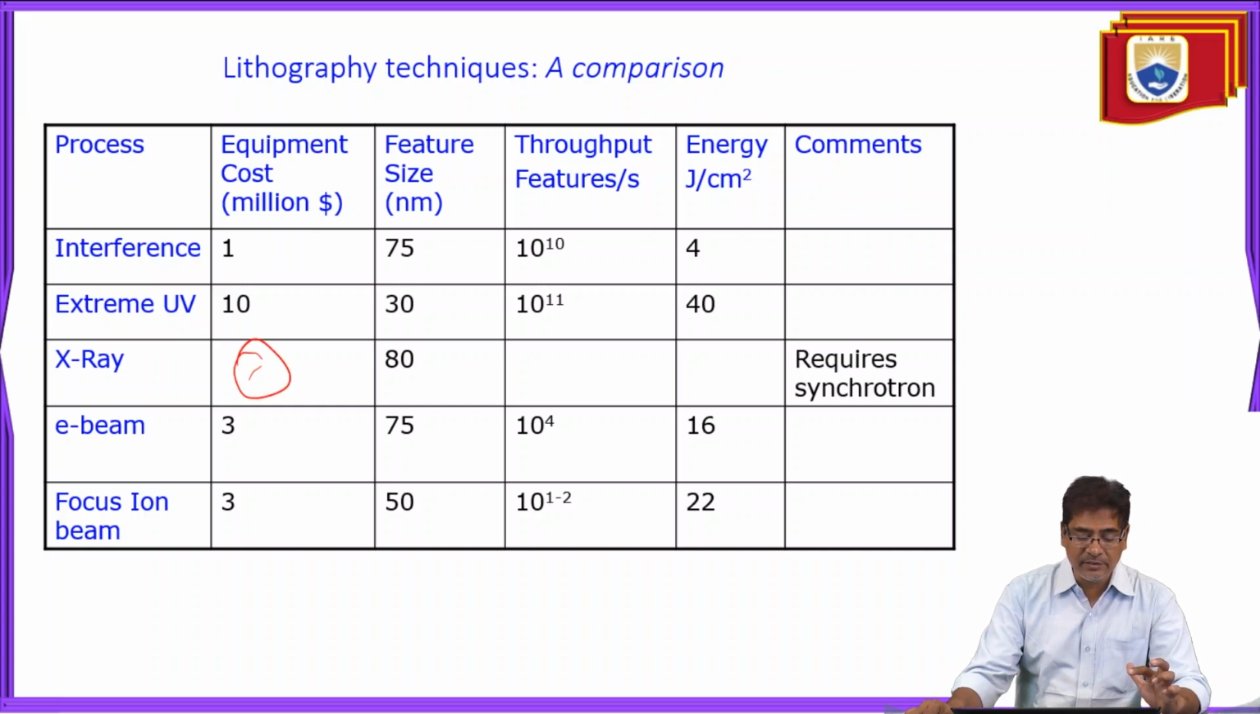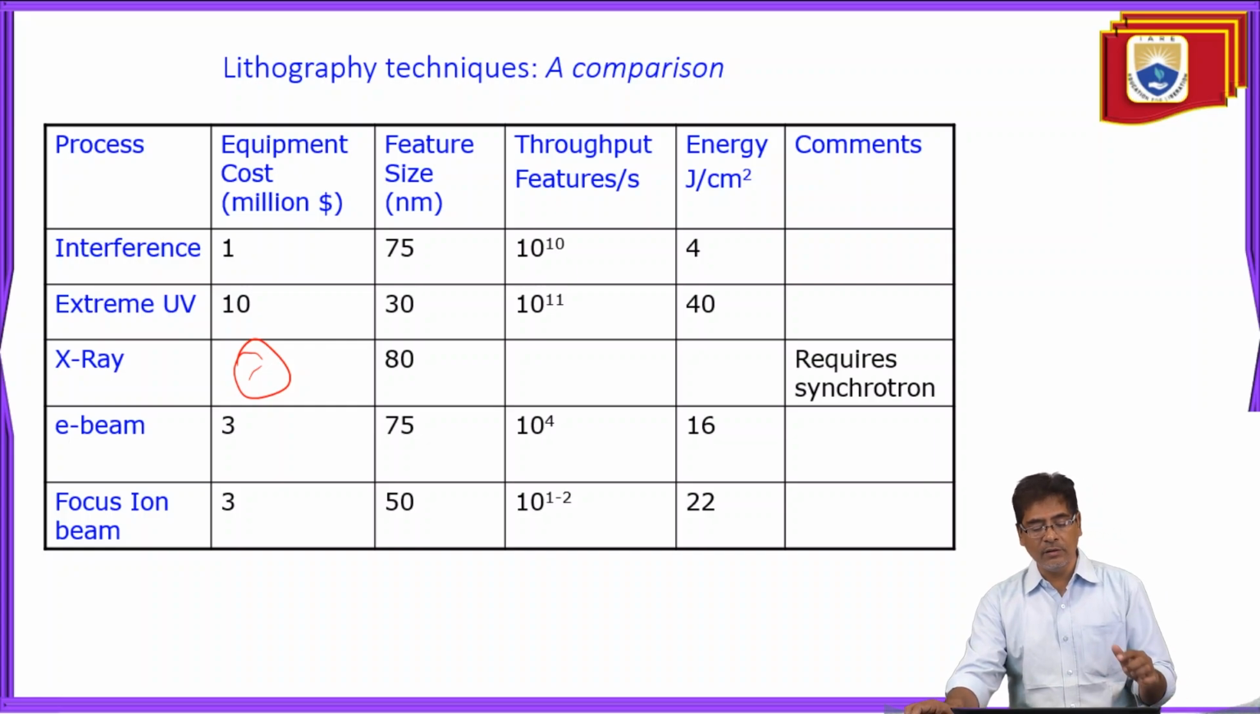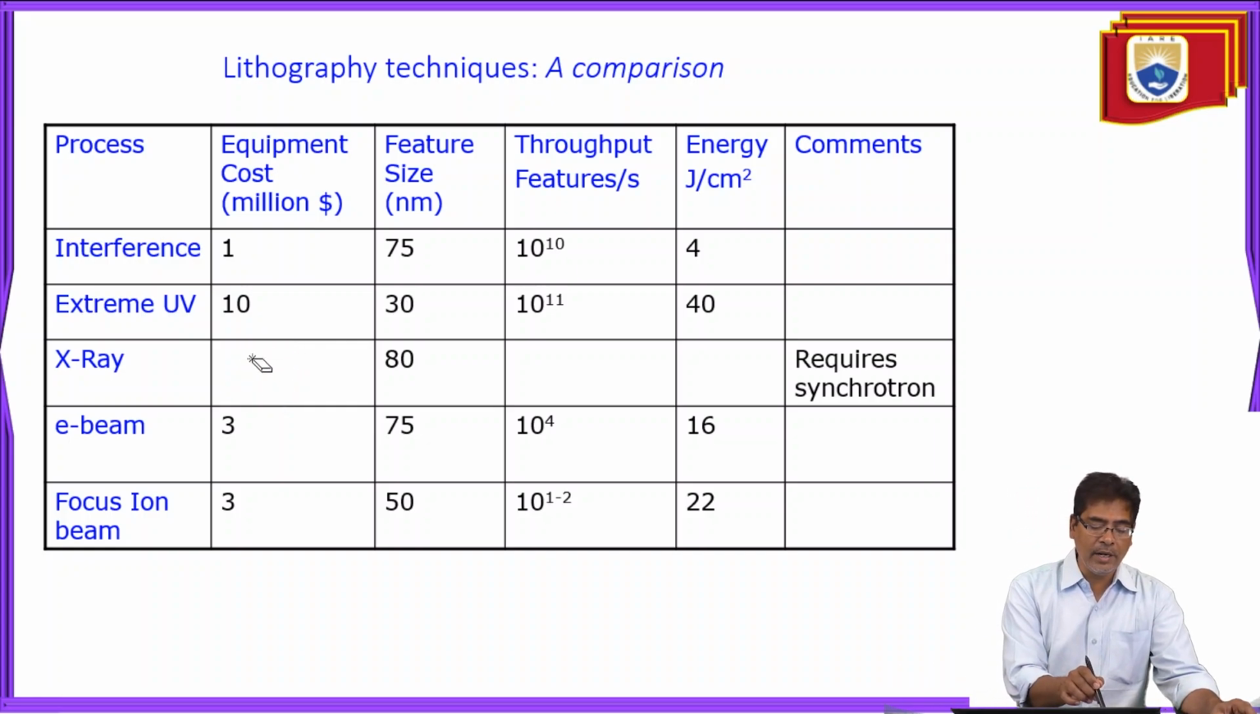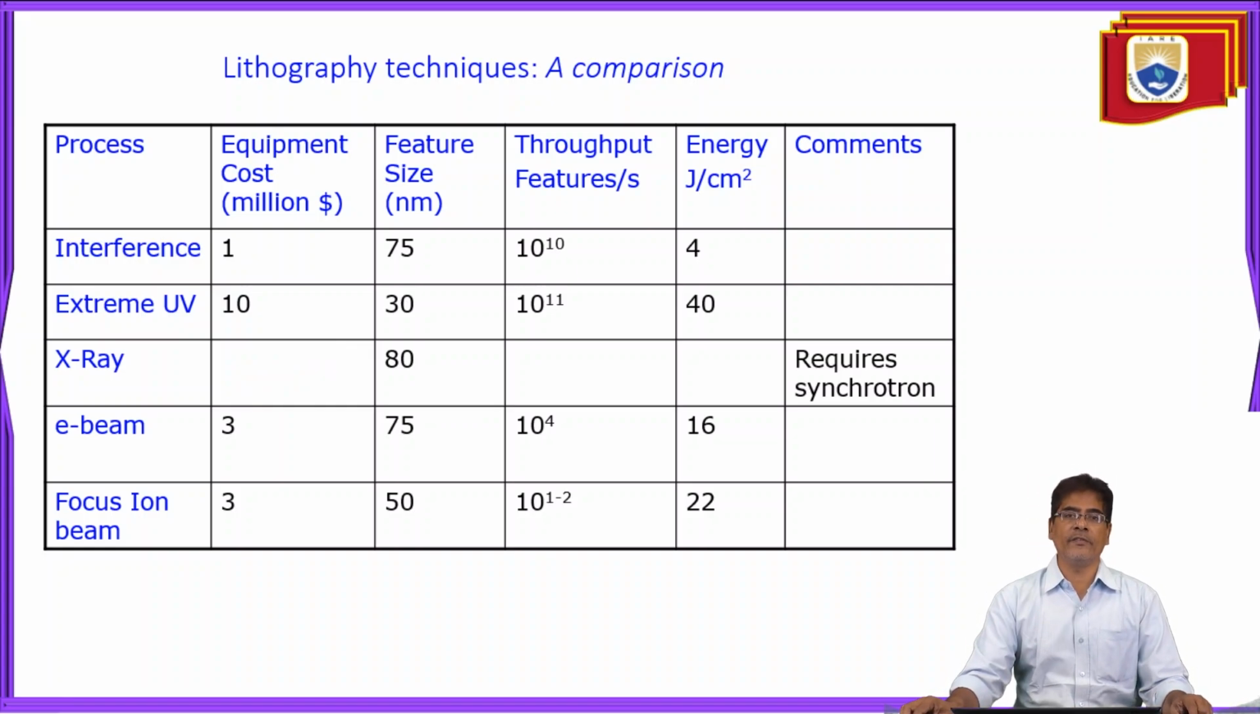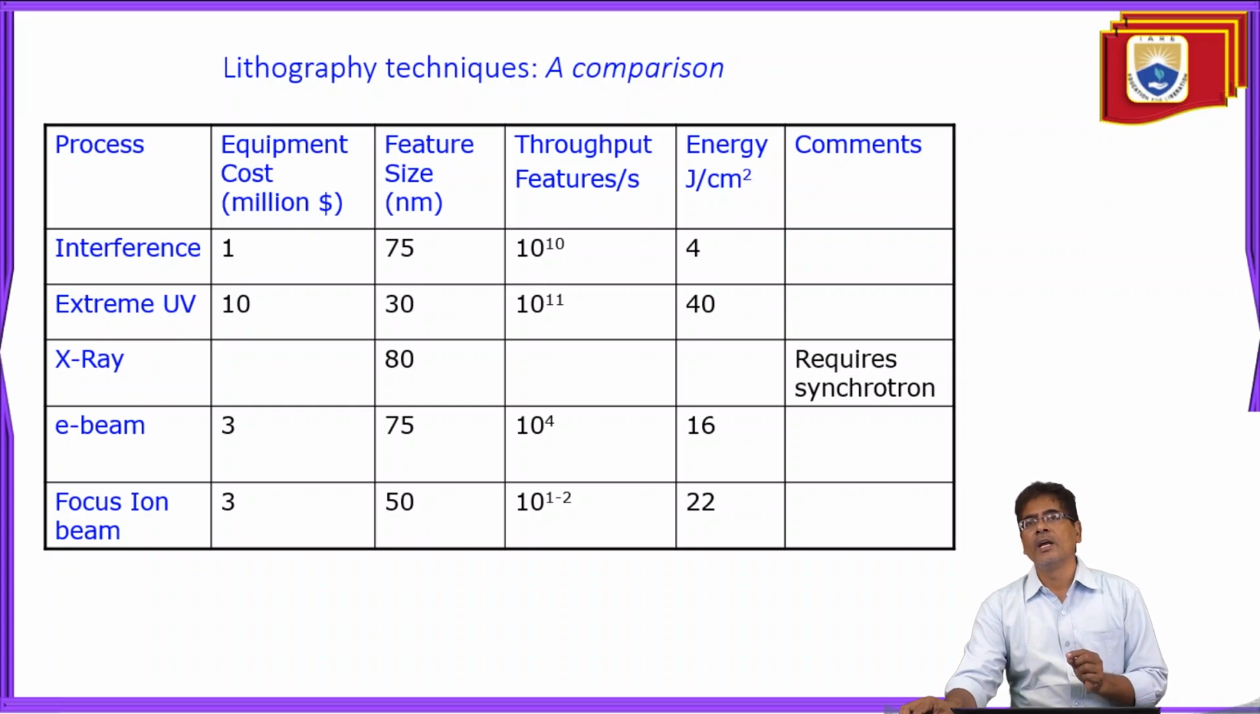And we have feature size: interference lithography has a resolution of around 75 nanometers. Extreme ultraviolet is around 30 nanometers, and X-ray beam is around 80 nanometers. E-beam is around 75, and focused ion beam is around 50. And throughput features are 10^10, 10^11, 10^4, and 10^1 to 2.